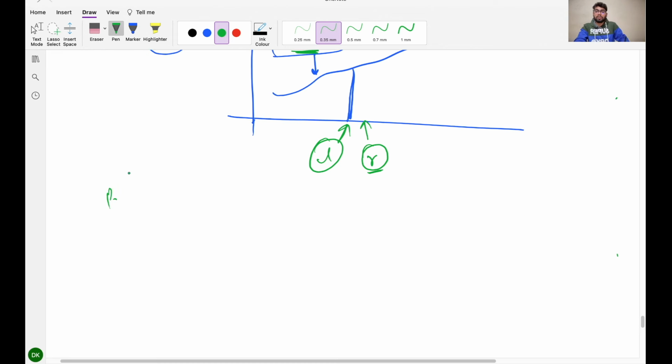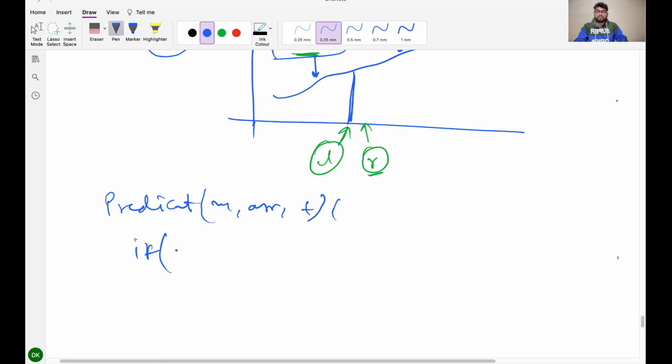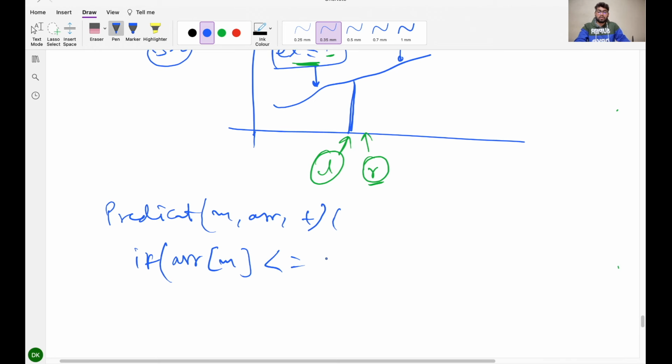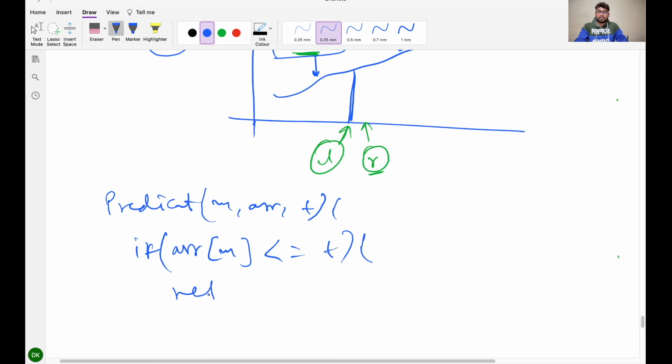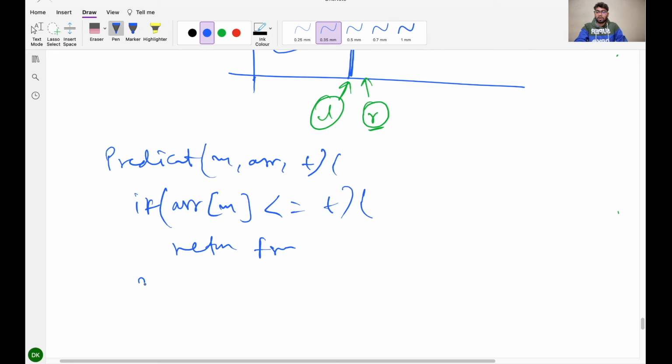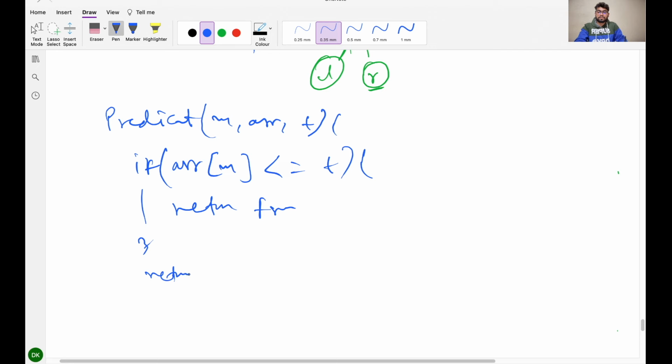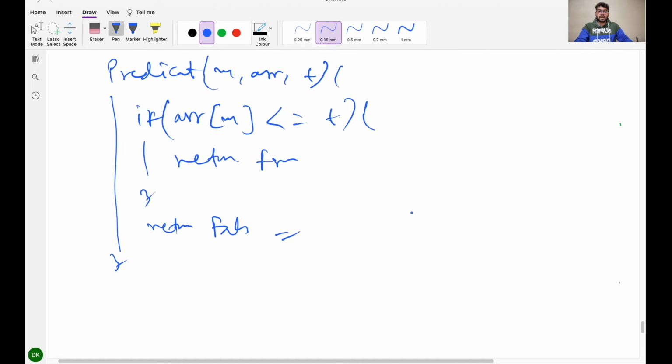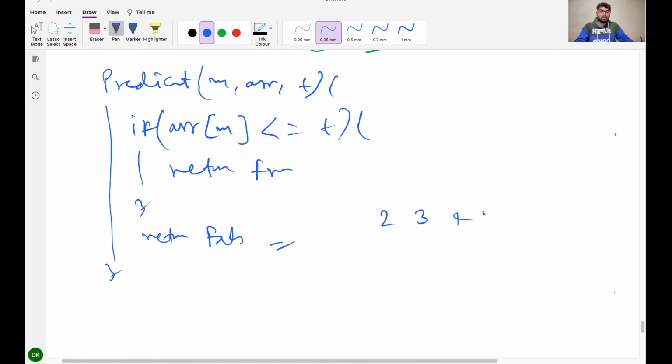Okay, so I just have to update my predicate function, predicate m array and target. Okay, and if my array m is less than equal to my target element, I just have to return true, or I just have to return false. Okay, now again let's take a dry run with 2, 3, 4, then 5 and 6, 0, 1, 2, 3, 4, 5 and 6.